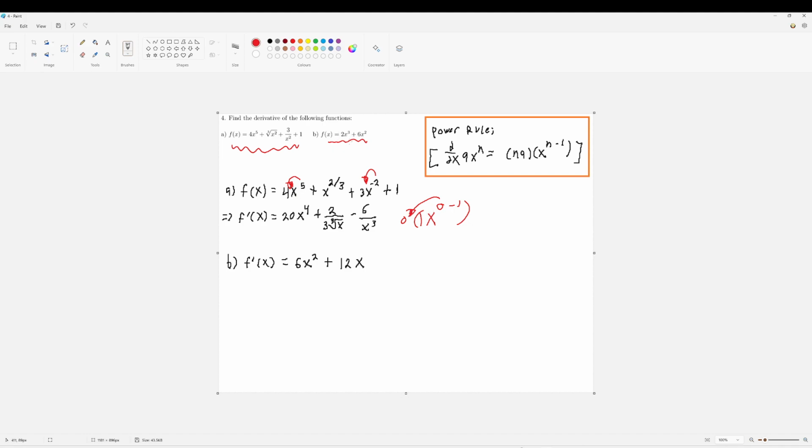So for b, once again, just bring the 3 down. That's 3 times 2, 6x squared. And then we have 6x squared, which is plus 12x.